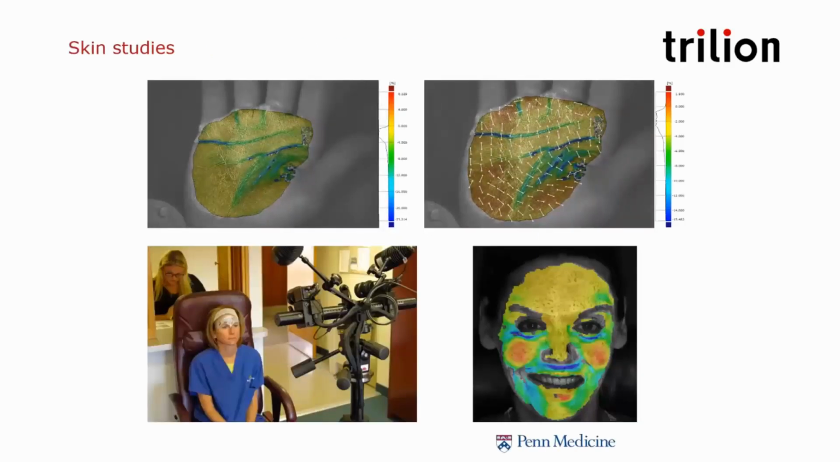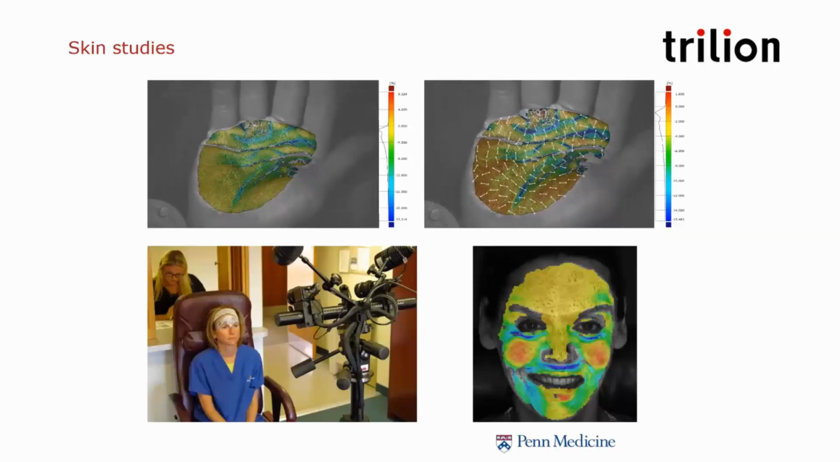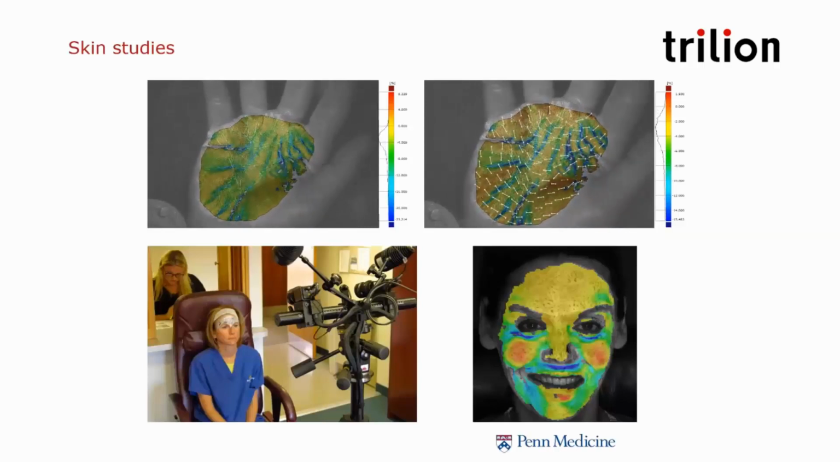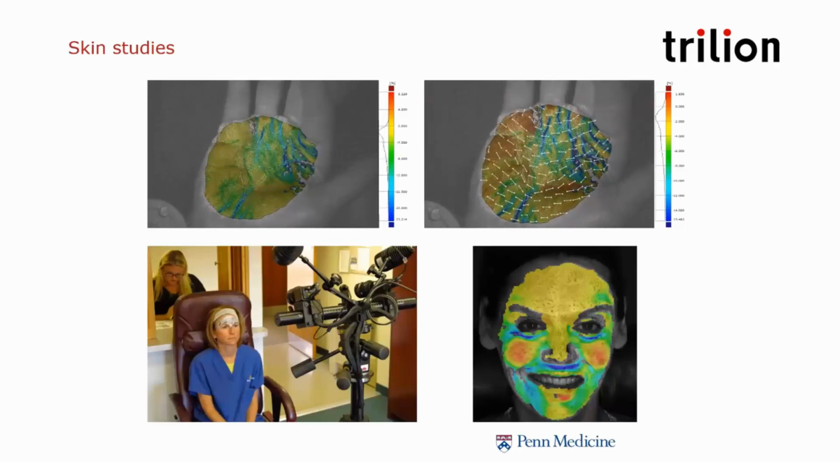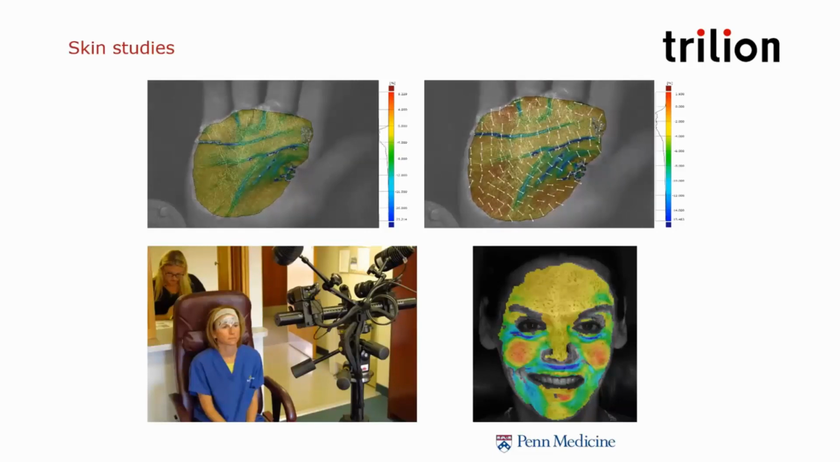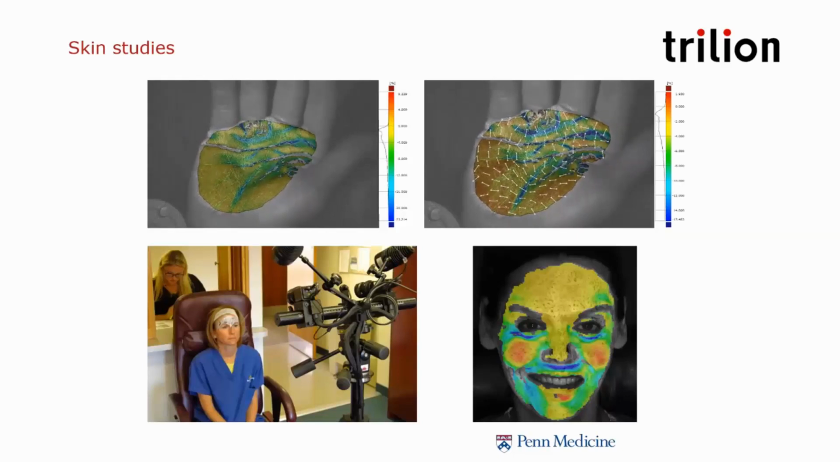We first developed some skin measurement on hands, and we found that it works really, really well. As you can see here, we've got some pattern on the palms of our hands and just moving it around. You can see even the strain flow in the right image there.